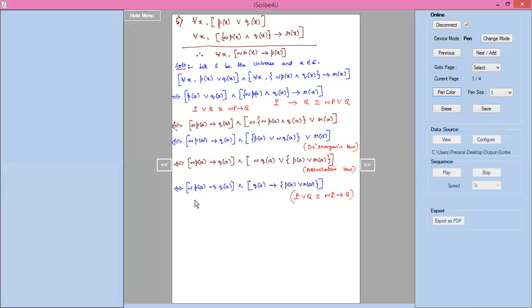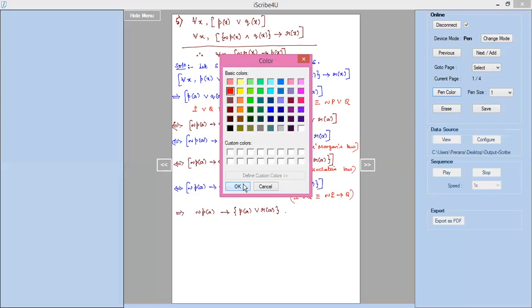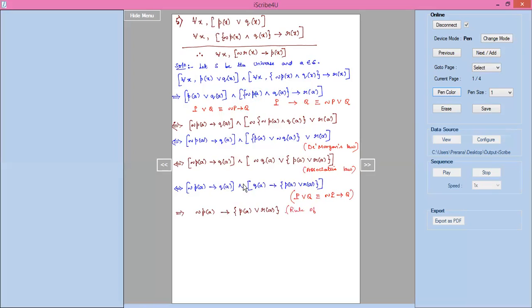You have rule of syllogism to apply in the next step. So it is of the form P conditional Q and Q conditional R. So P conditional Q and Q conditional R gives us P conditional R, which is nothing but the rule of syllogism for us. So I will write down, apply that rule of syllogism. So it is negation P of A conditional P of A or R of A. And the rule we have used is rule of syllogism.